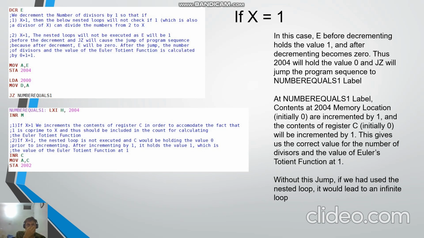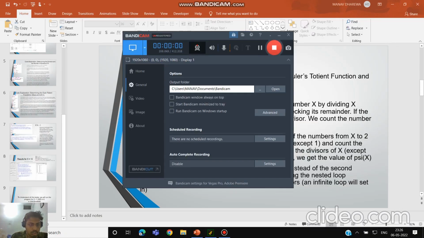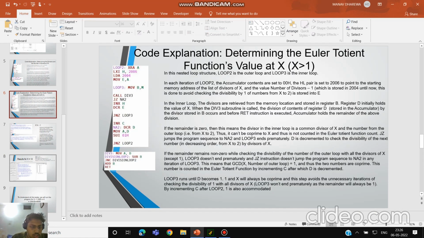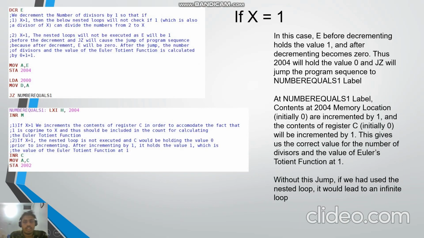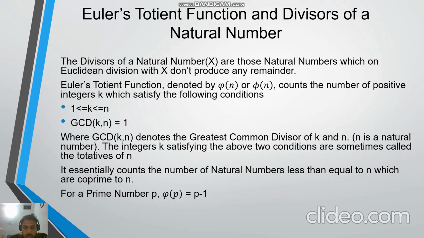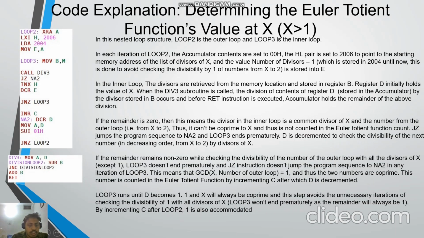The reason that we did not actually consider x equal to 1 in the nested loop structure, as I mentioned earlier in the previous slide, is that an infinite loop would set in, as I have said here. So that's the reason that we had to consider x equal to 1 separately.